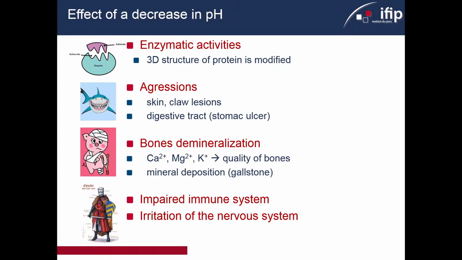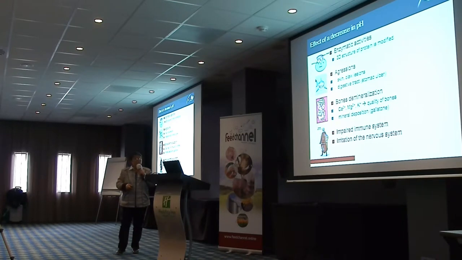Also, there is a risk of mobilization or resorption of minerals in the bones, and also consequences on the immune system, and on the nervous system. So we can see that almost all the major functions of the animal are susceptible to being impaired by a small change in pH.